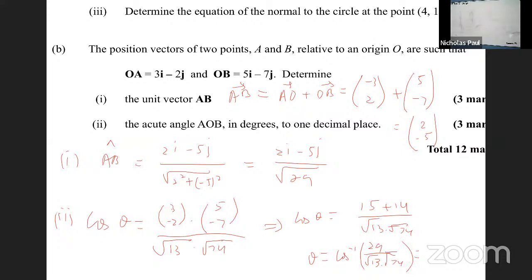How much is that? What y'all got there? Let's check and see what online have. Online got 20.8. Yeah, 20.8.